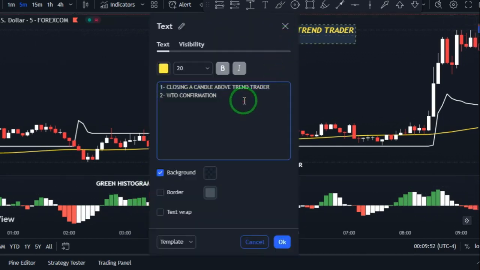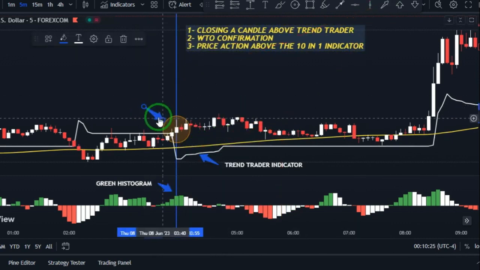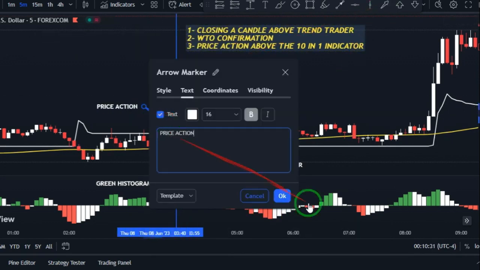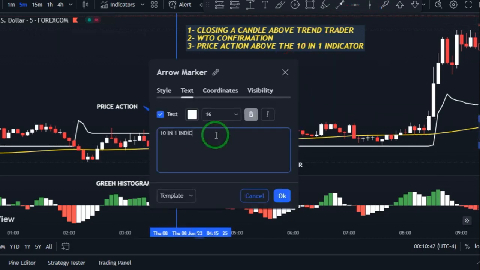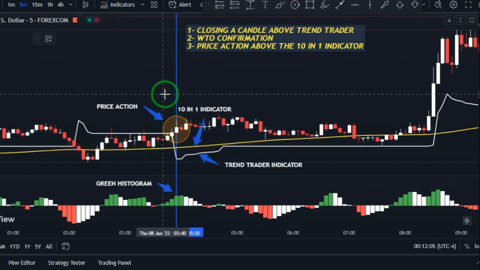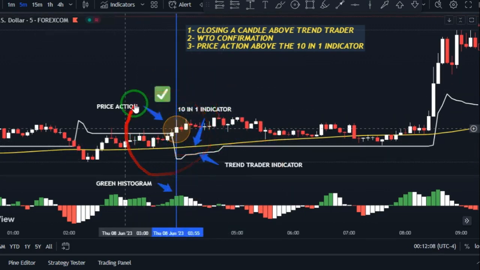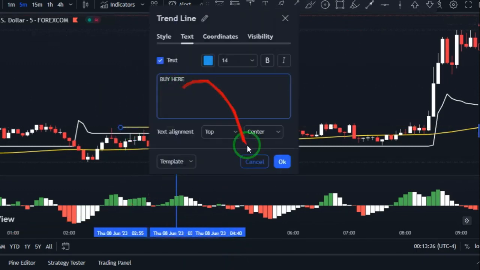And in the next step, we need to check the price action is above the 10 and 1 different moving averages, indicating an upward momentum. So once all these conditions are met, the buy signal is confirmed and we can enter the long trade at the close of the signal candle.